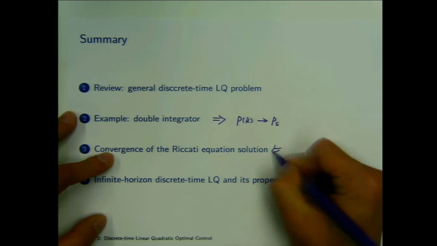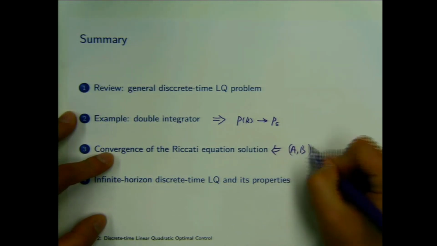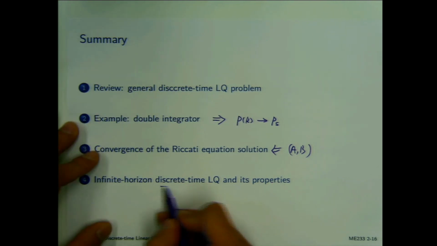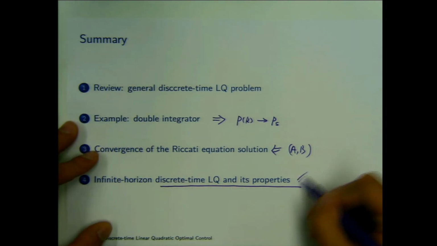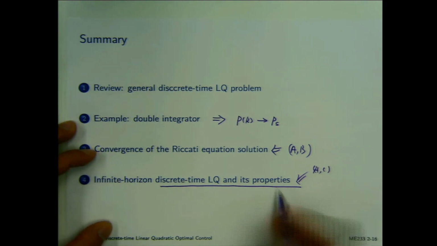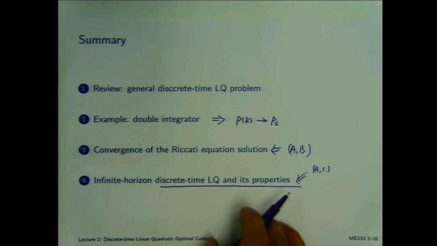So now you have seen the A, B controllable or detectable conditions. And then later we showed its properties. If we add the A, C observability condition, we can show it has excellent properties. This is a quick summary of the discrete-time LQ problem. Any questions?